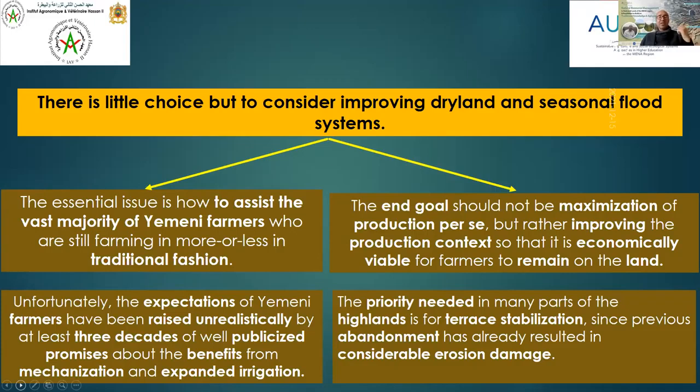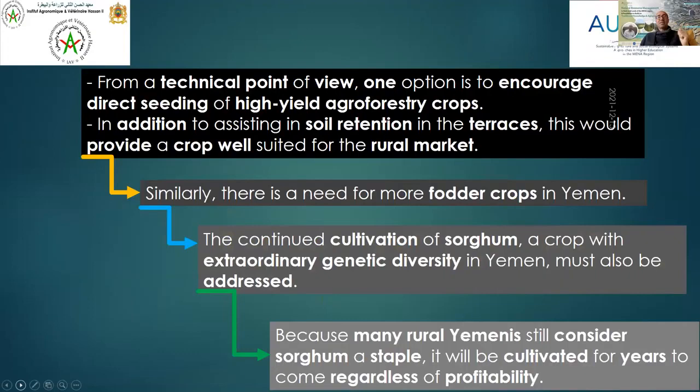Unfortunately, the expectations of Yemeni farmers have been raised unrealistically. It is the same in Morocco and elsewhere, but we are giving here an example of Yemen. By at least three decades of well-publicized promises about the benefits from mechanization and expansion of irrigation. The priority needed in many parts of the highlands is for terrace stabilization and rehabilitation, since previous abandonment has already resulted in considerable erosion damage.